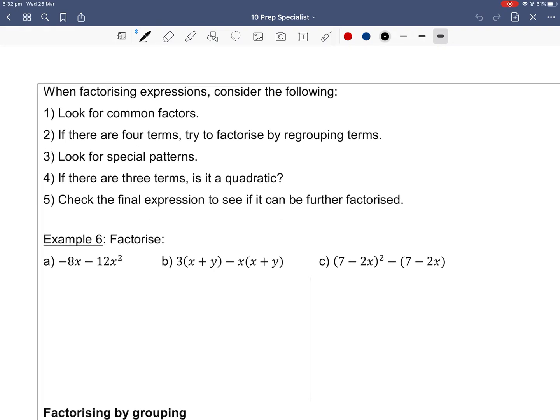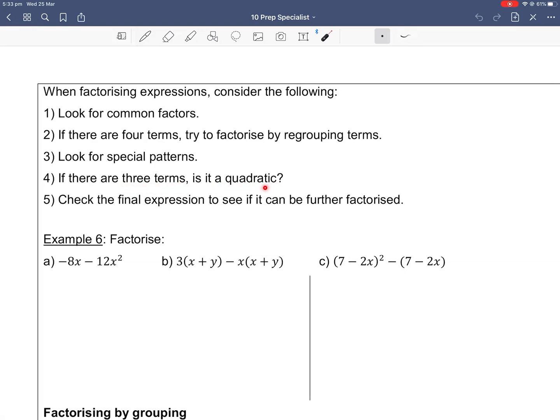First, we check: are there specific common factors, any obvious ones? Then we try to check, well, if there are 4 terms in our expression, can we do the pair grouping pattern? Or do we have any specific patterns like the difference of 2 squares or difference of cubes, or those special formulas? And today's lesson is to look specifically at if there are 3 terms in our expression.